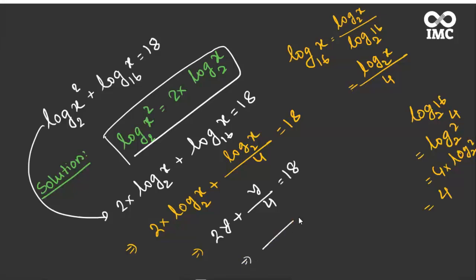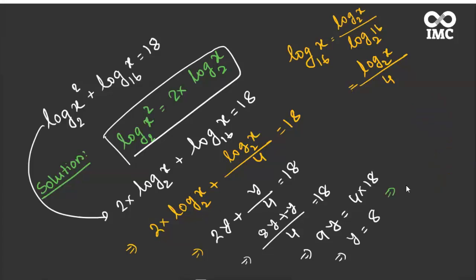Now solve. If 4 is our LCM, then we can write it as (8y plus y) over 4 equals 18. So 8y plus y will be 9y. And here we need to do the cross multiplication. So 4 into 18. Now cancel 9 on both sides. We will get y equals 72 by 9, which is 8.